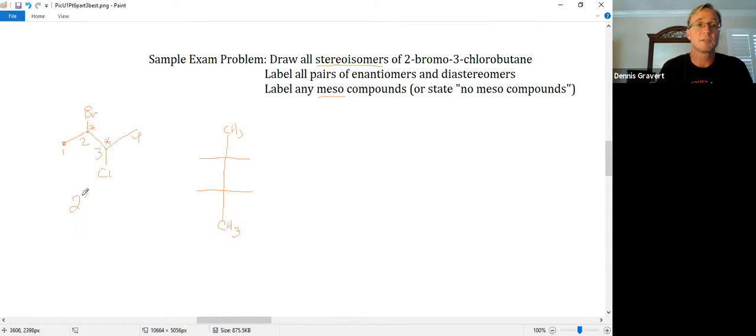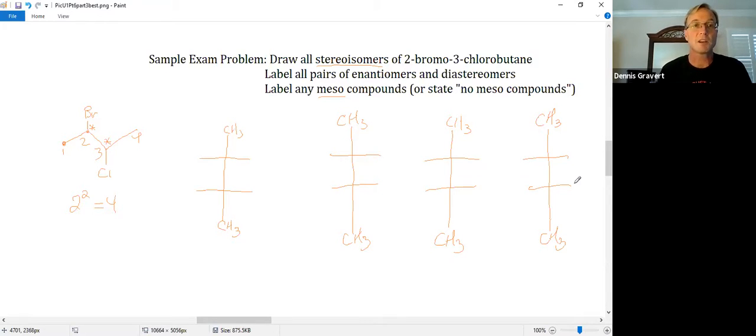Two of them gives me 2 to the second power, 4. So I already know there are 4 maximum stereoisomers here. So let's just get 4 drawings going. Got 3 of them. Here's the 4th one. Cool. And now we want all combinations of placing the bromine and chlorine left and right.